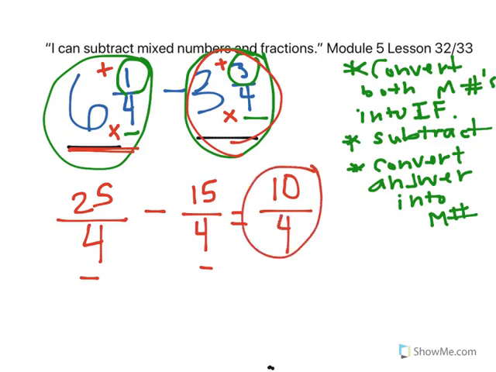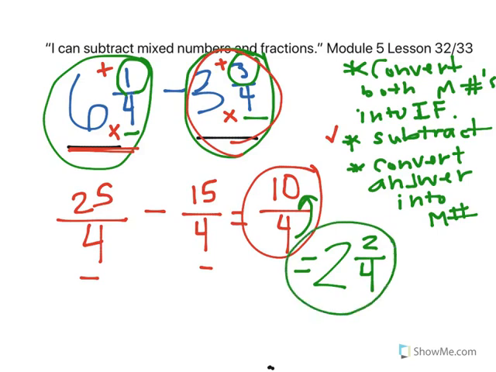So here's my answer. I just finished step 2, but now I need to convert my answer into a mixed number. So how many times can 4 go into 10 without going over? Twice. How many is left over? Well, 2 times 4 is 8, 9, 10. That would be 2 over 4. So my final answer is 2 2/4. And I was able to get that by following this success criteria over here. Convert both mixed numbers into improper fractions. That was happening here. Then you subtract. I got my answer. Convert your answer into a mixed number right here. And it's as simple as that.